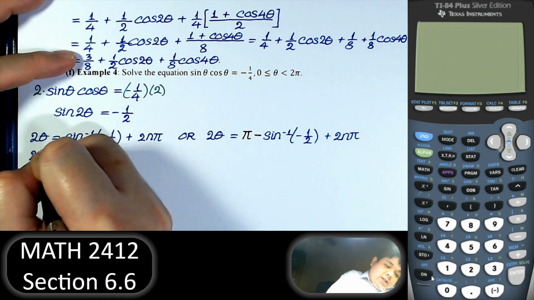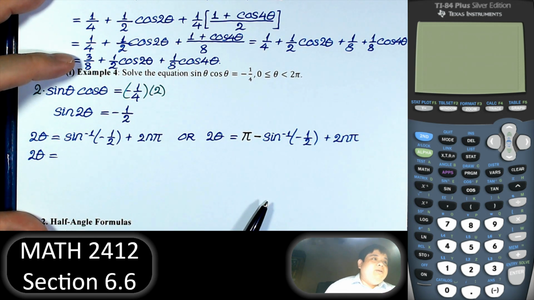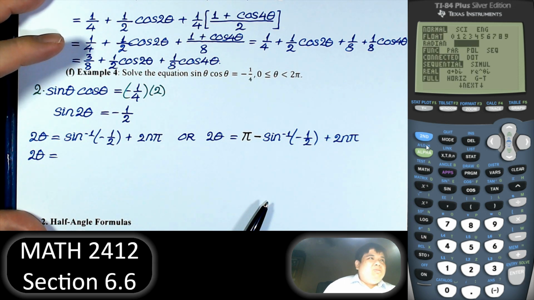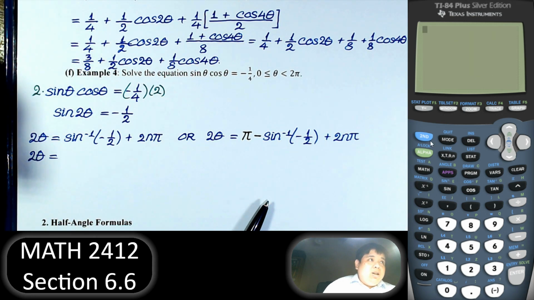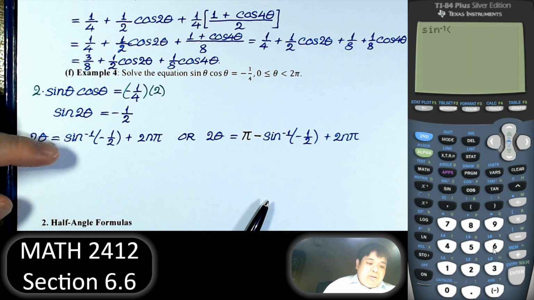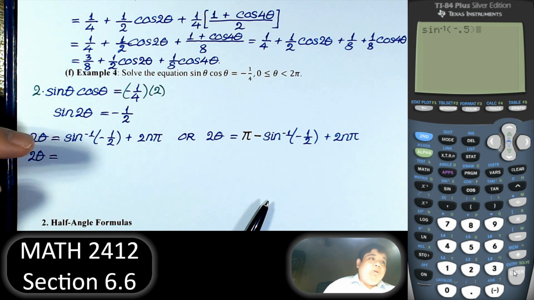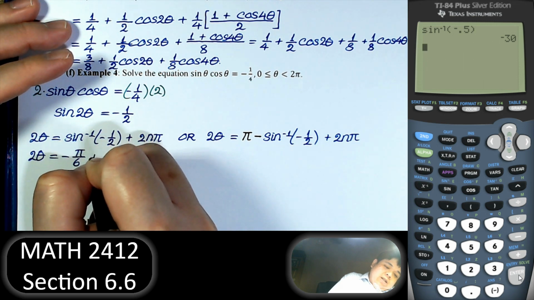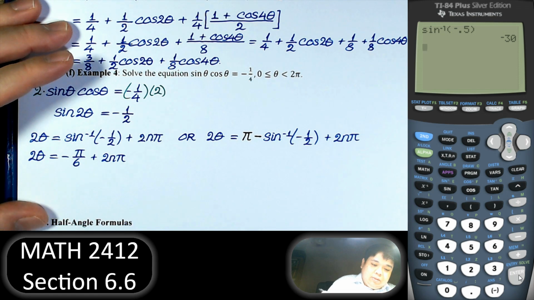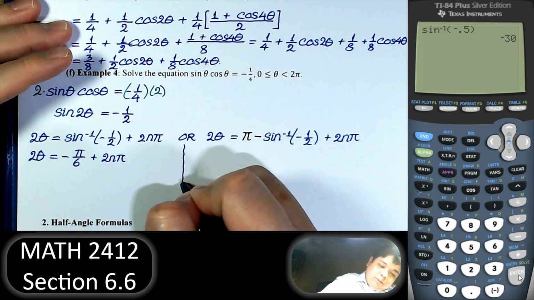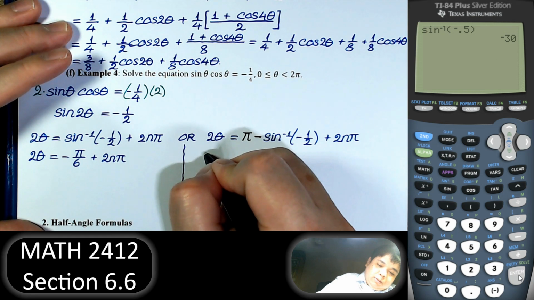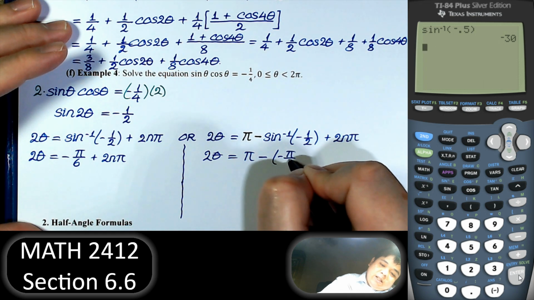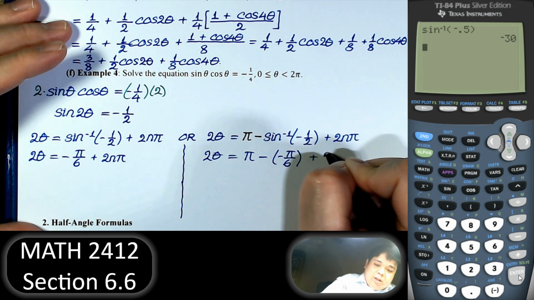Alright, so we have 2 theta equal to sine inverse of -1/2. If we use inverse, it will be easier if we use the degree mode. So sine inverse of -1/2 or -0.5 is -30 degrees, -pi/6, plus 2n pi. Or theta equal to pi minus (-pi over 6) plus 2n pi.